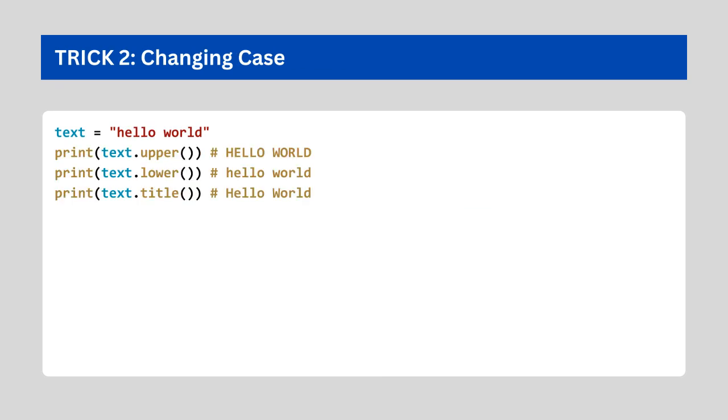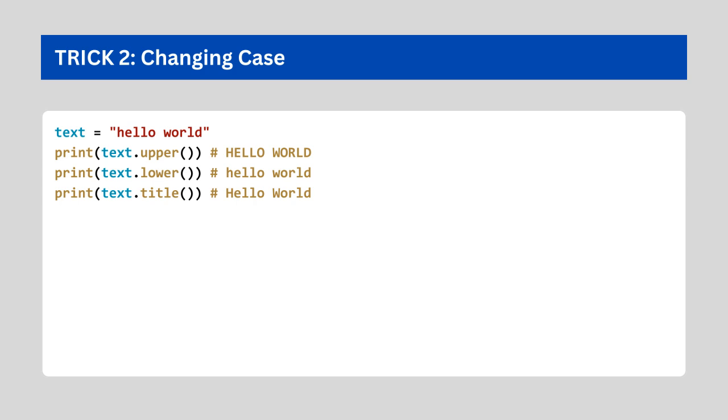Trick 2. Changing text case. Need to change text case quickly? Instead of manually modifying each letter, Python provides built-in methods that make it effortless. In the example on the screen, we convert a string to uppercase, lowercase, and title case using upper, lower, and title. Why is this useful?